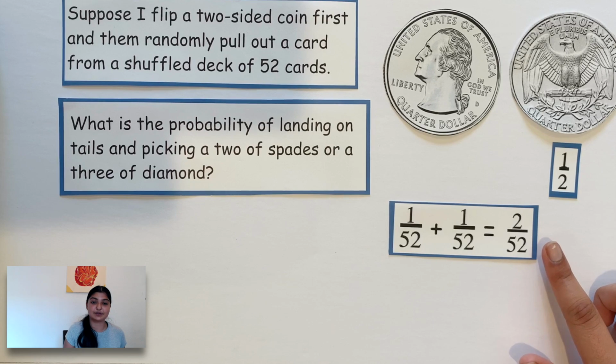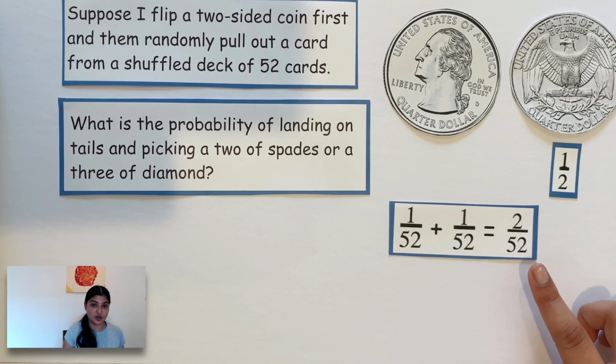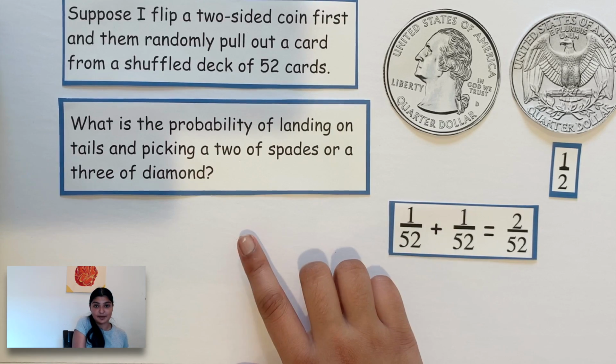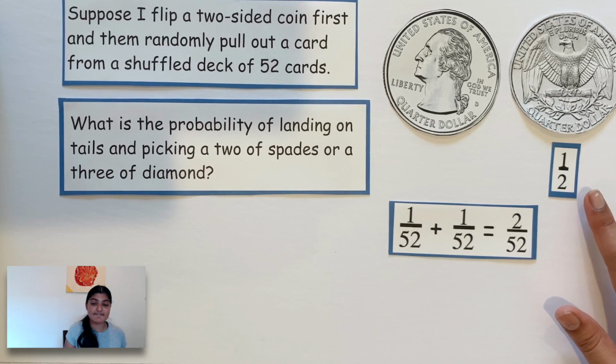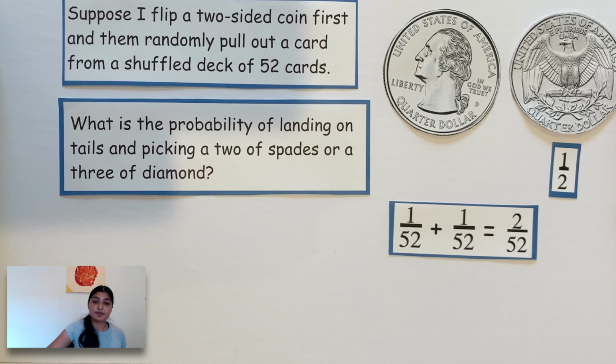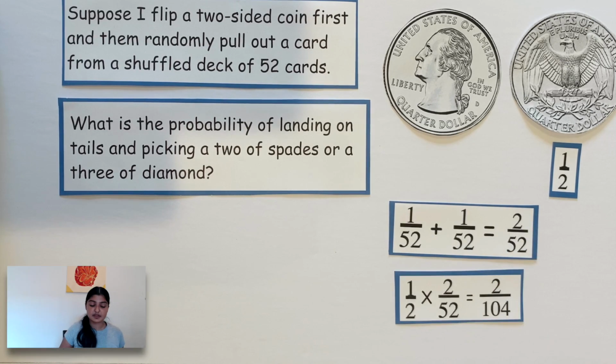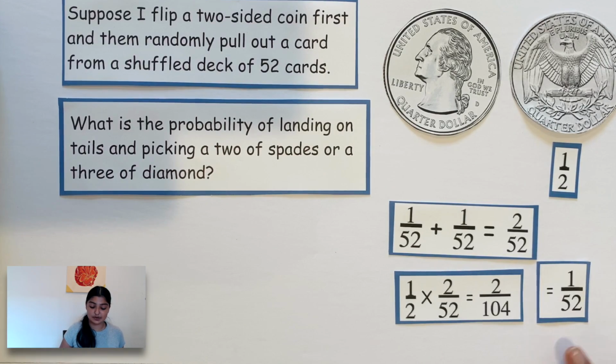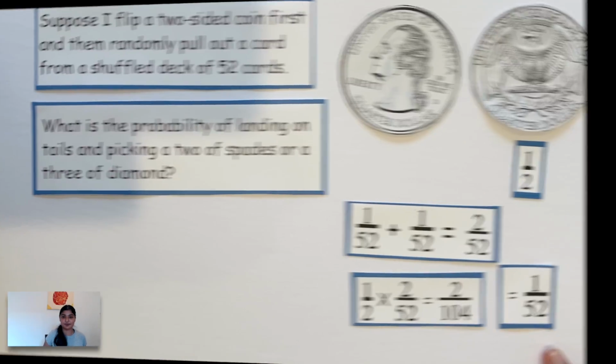2 over 52 are the chances of picking a card, whether it being 2 of spades or 3 of diamonds. And 1/2 are the chances of flipping a coin and it landing on tails. To find the total probability, we can multiply 1/2 times 2 over 52 to get 2 divided by 104, which we can simplify down to 1 over 52.